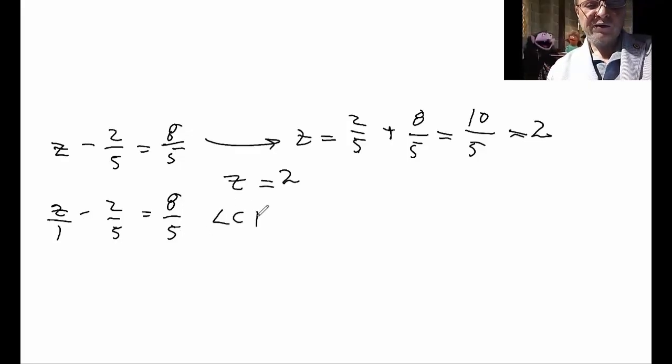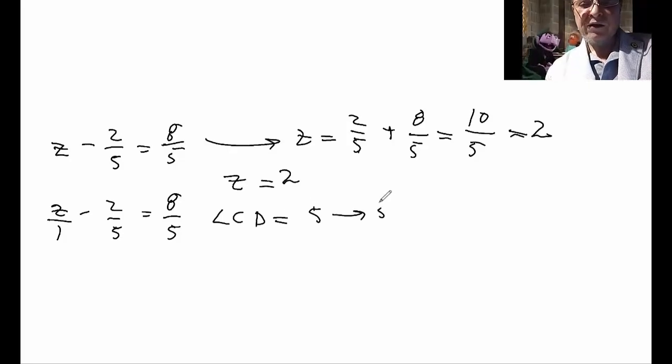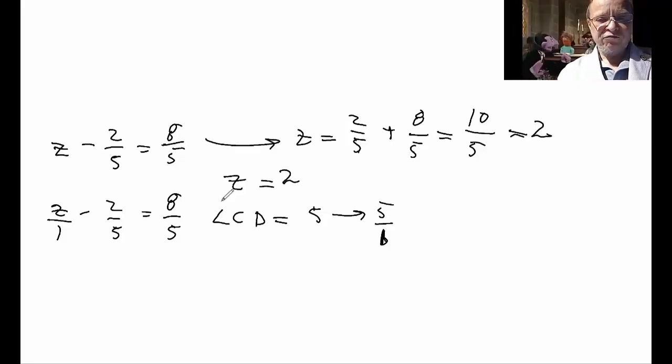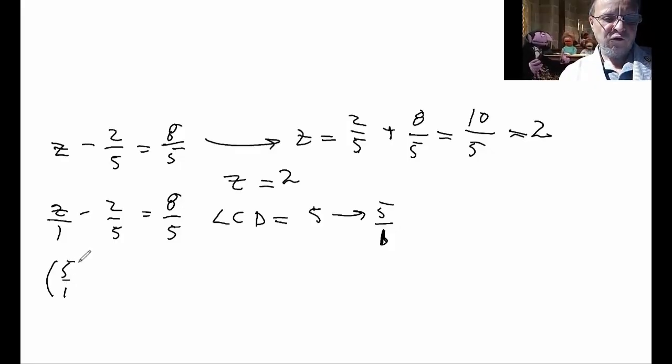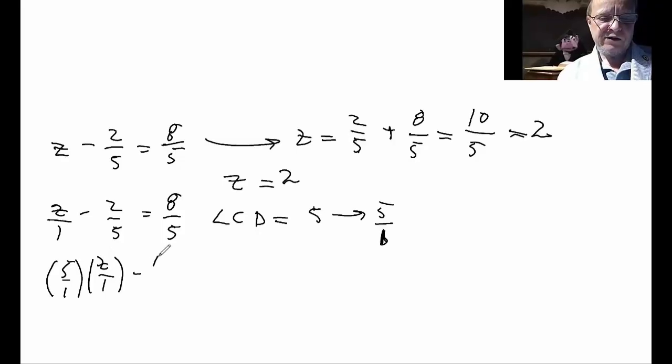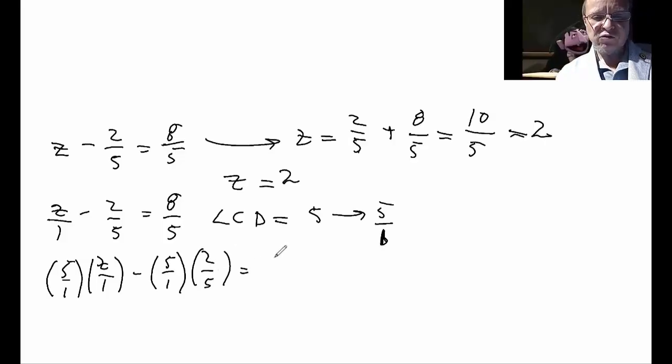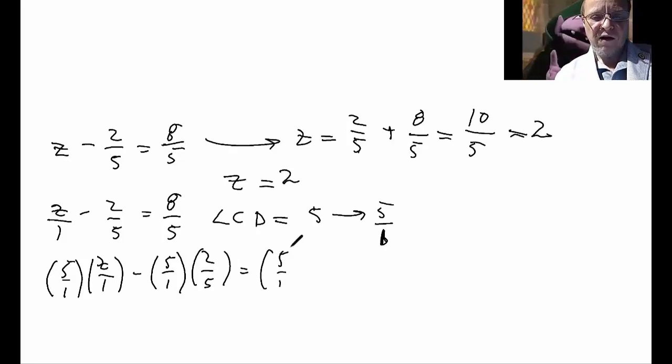So the lowest common denominator here is equal to 5, which is the same thing as 5 over 1. So what we're going to do is multiply everything through by 5 over 1. So here I go: 5 over 1 times z over 1 minus 5 over 1 times 2 over 5 is equal to 5 over 1 times 8 over 5.